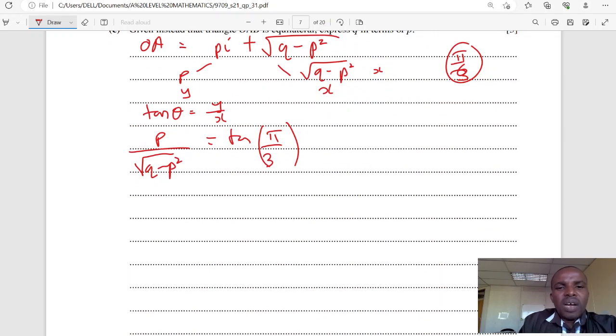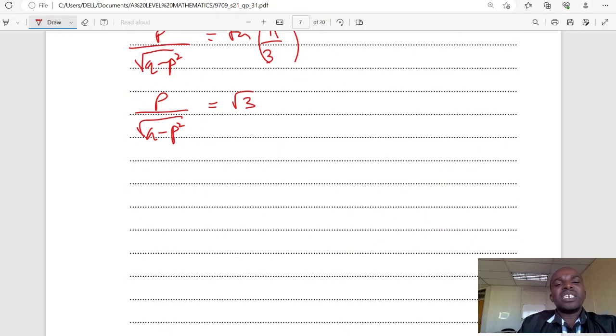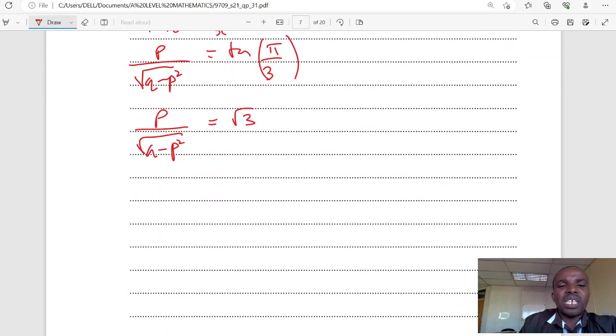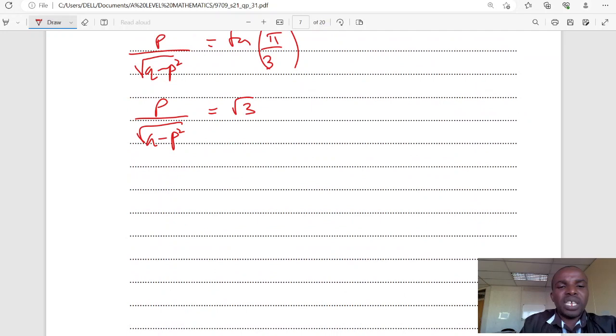I can simplify. What is tan of 60? Tan 60, in degrees, is root 3. In radians, use pi over 3, so it's root 3. So it will be P over root of Q minus P squared is equal to root 3. I just have to simplify because I have to express Q in terms of P. Q is equal to something with P.